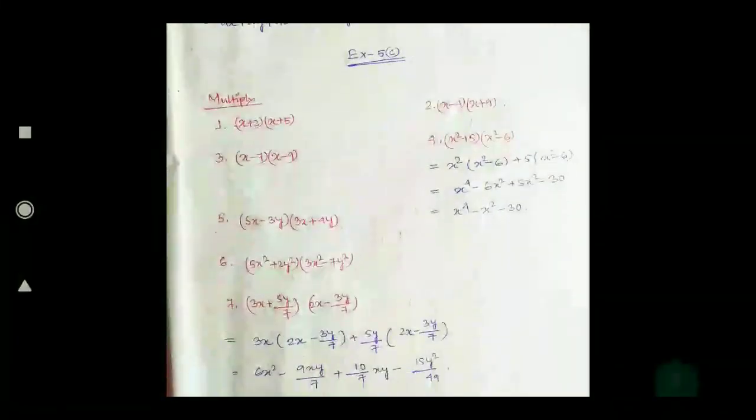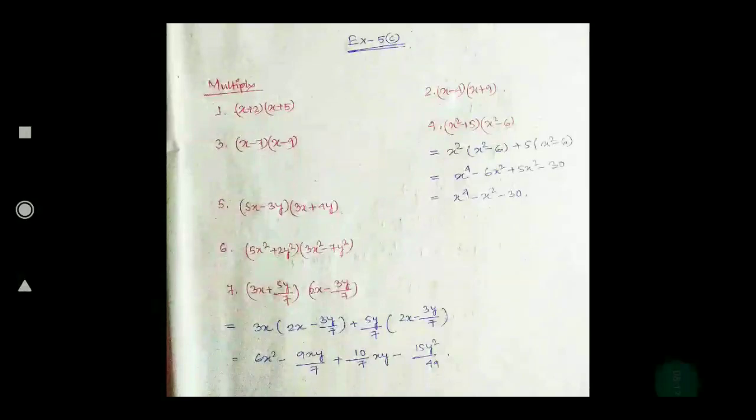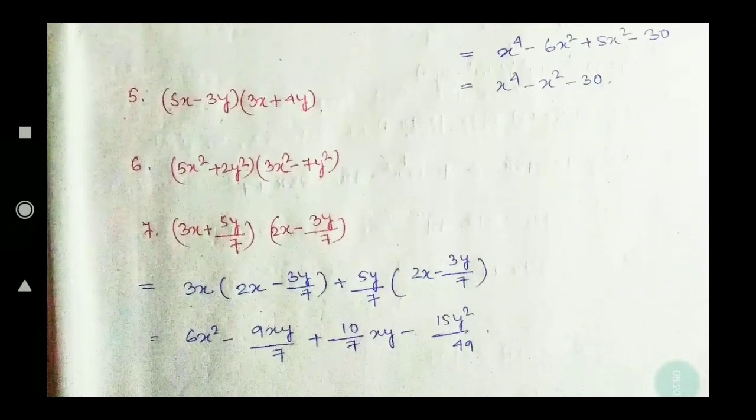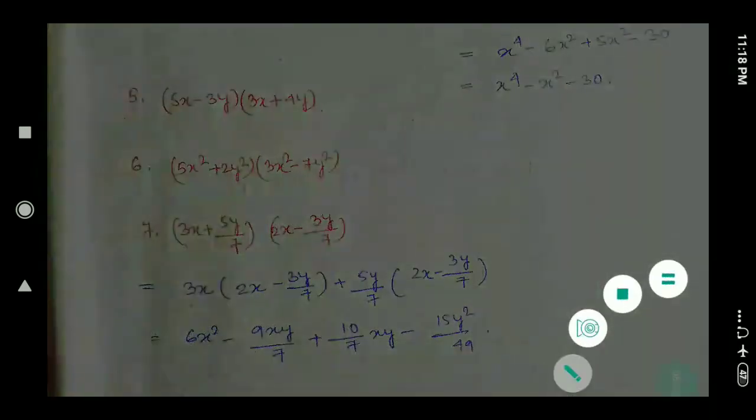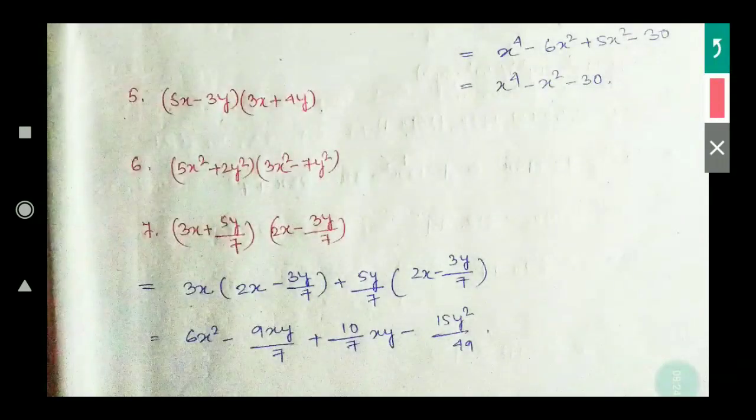Okay, similarly you have to do all these questions. You see, number 7 is the same, just here fractional terms are there. Don't get confused with the fractional terms, whatever is given. Just go through the rules. What is that rule? You have to do the multiplication one by one. First with the first term, then with the second term, then the third term, then the fourth term, like this.